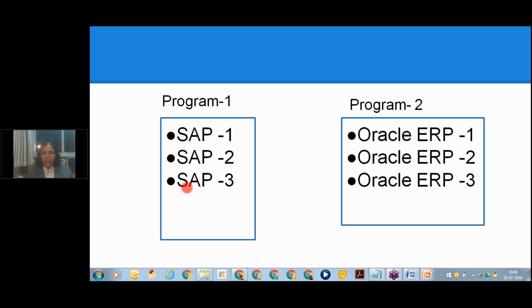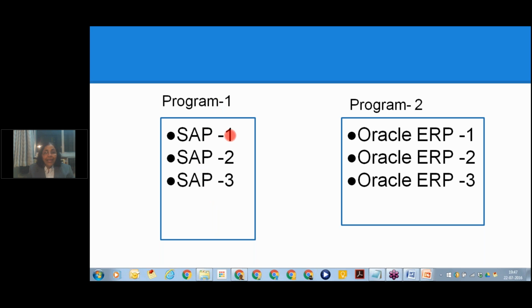Oracle ERP, you are not making losses, but the program is not yielding as well as the SAP program. So from the top management's perspective, what should happen is all this Oracle ERP can get converted into SAP, and you can try and increase SAP revenue. You can try and maximize SAP revenue. Oracle is not giving you good revenue.